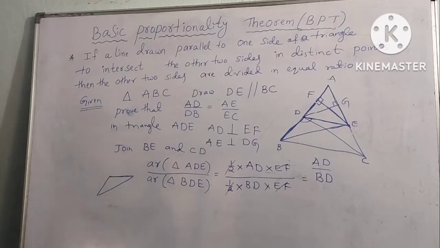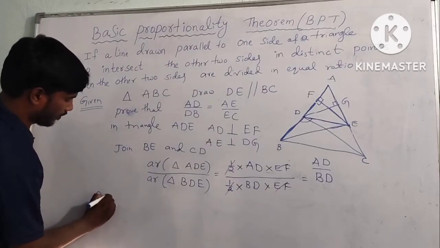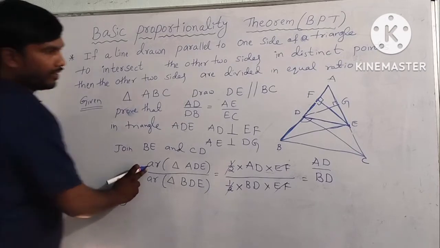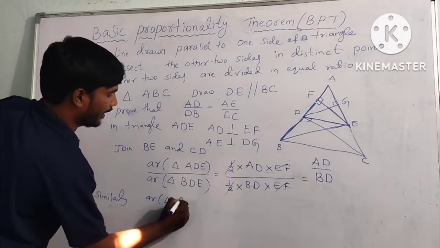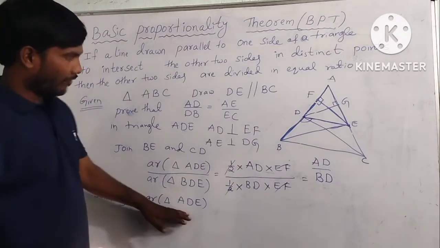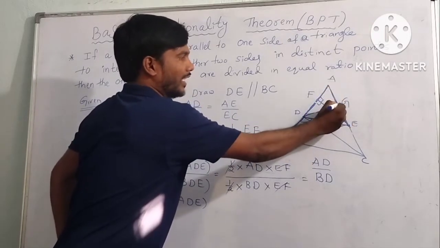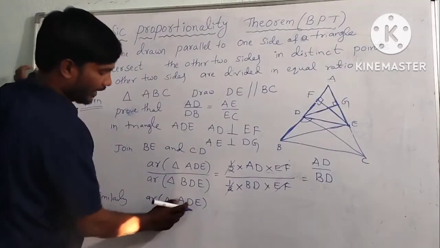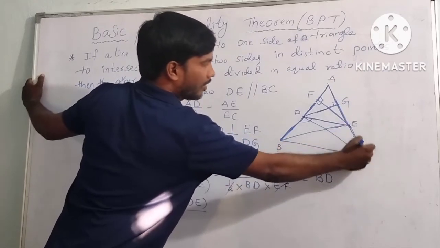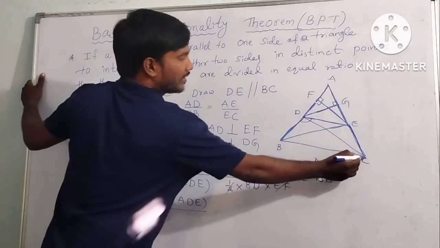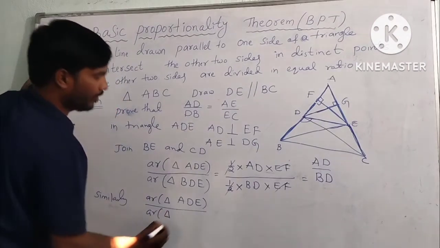Next, similarly, I am taking the same triangle, area of triangle ADE. Sir, why are you taking the ADE triangle again? If you take the ADE triangle, on the other side we can take AE also as base. If you take AE as base, then DG will become height. So for ADE by another triangle, we want AE by EC. Which triangle has this EC side? CDE, area of triangle CDE.